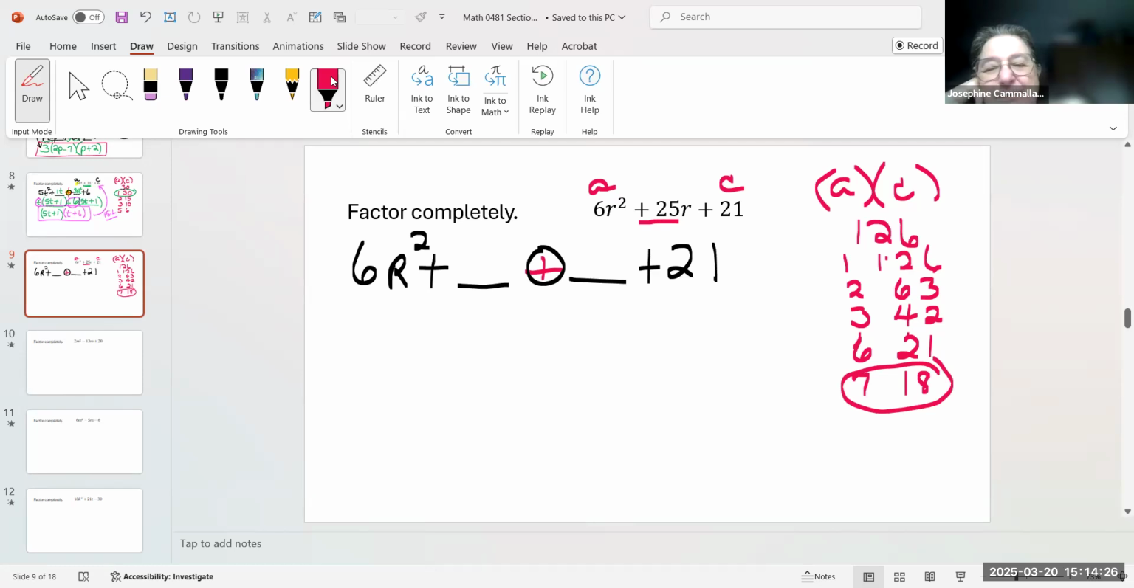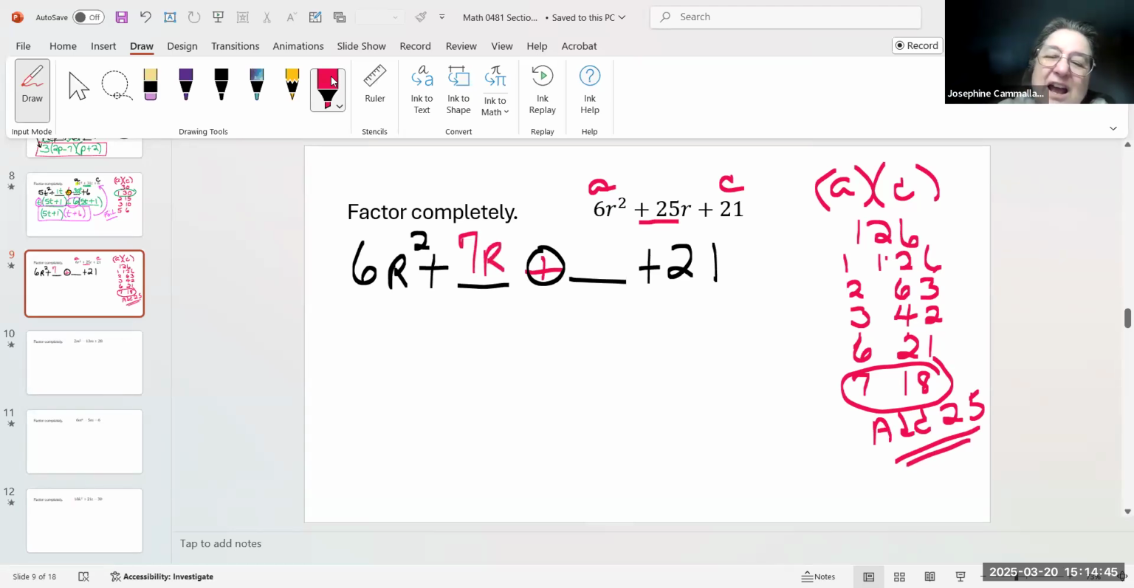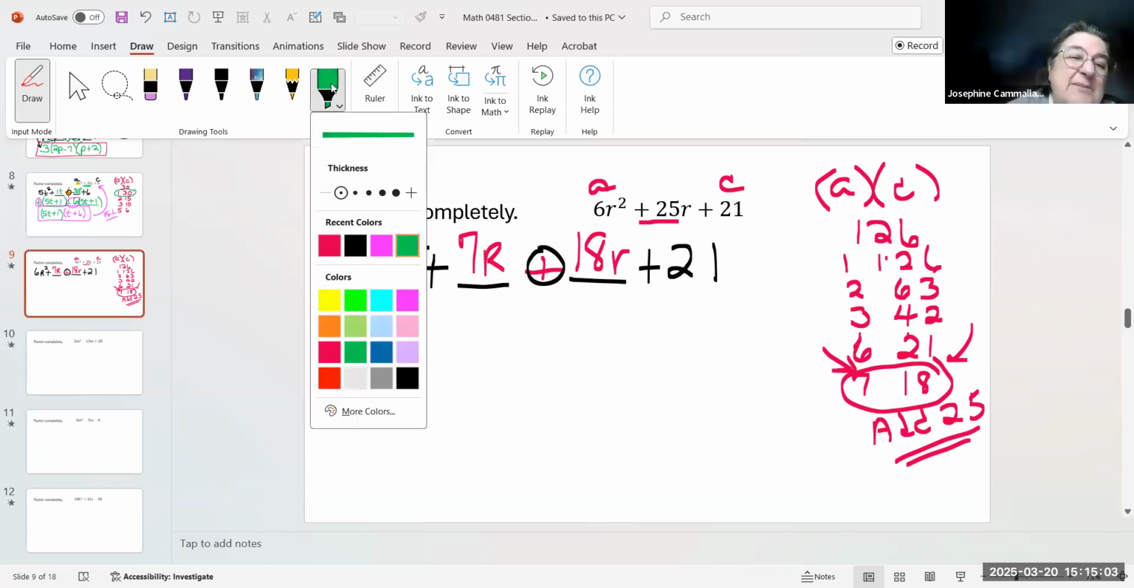Doesn't 7 times 18 give me 126? Sure it does. And it also adds to 25. So that means this is 7R, 18R. I have to find this set of factors of 126 that add. Well, now, once I've got those, life's easy.